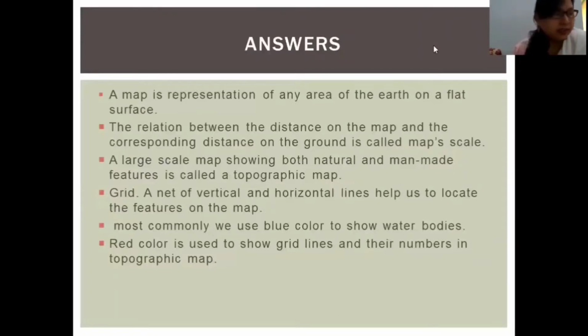Question number 3 is, what is a topographic map? A large scale map showing both natural and man-made features is called a topographic map. Natural, which is created by God, like forest, hills, mountains, and man-made, which are created by man, like buildings, bridges, temples, etc. So both features showing on a large scale map is called a topographic map.